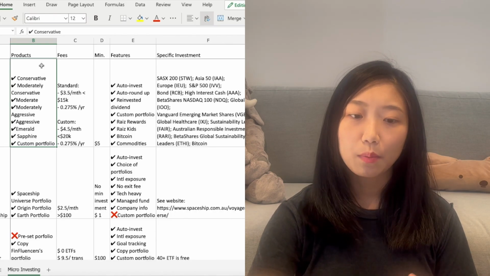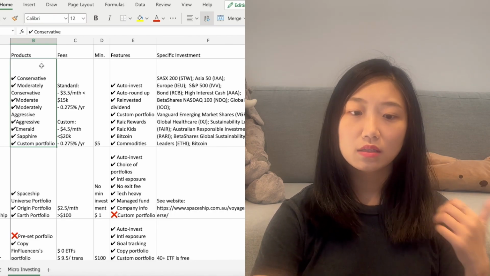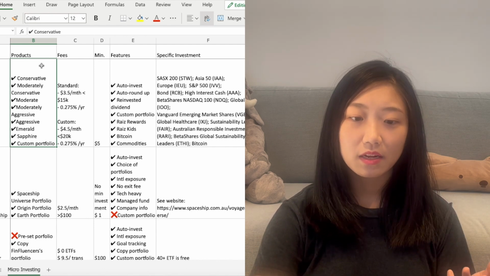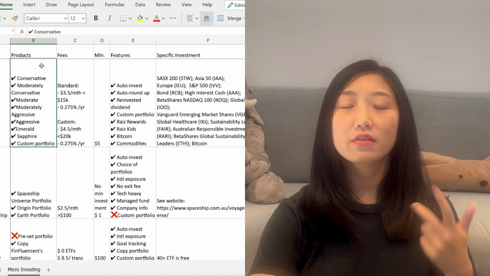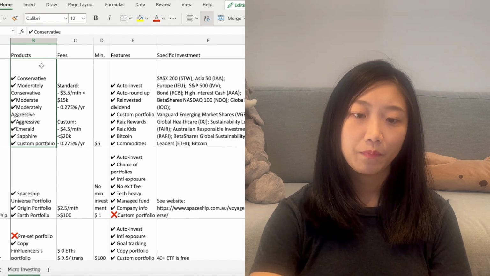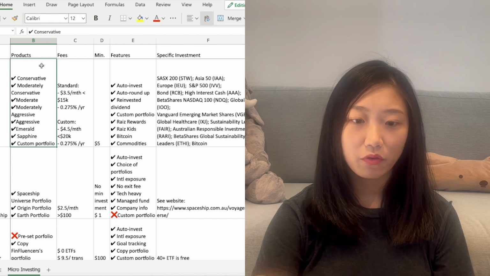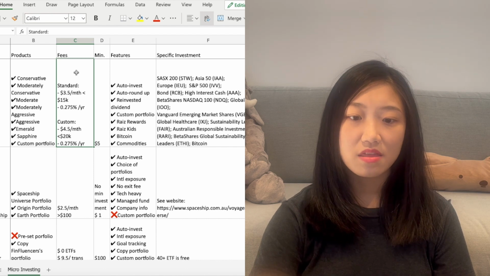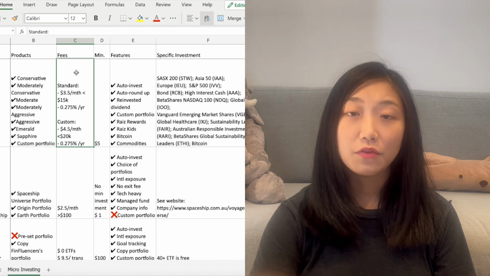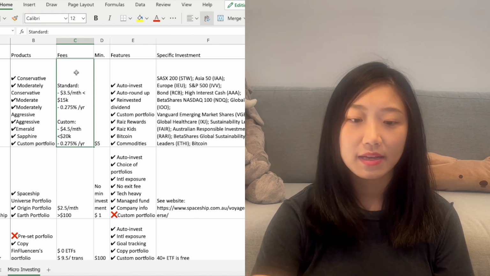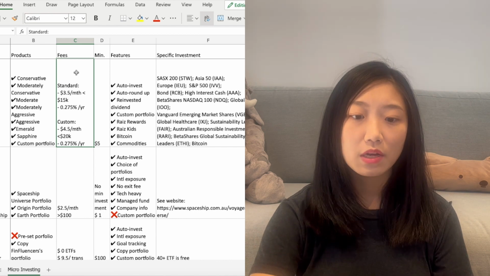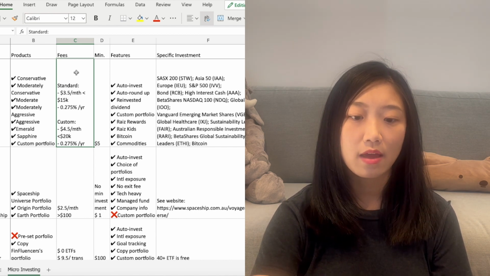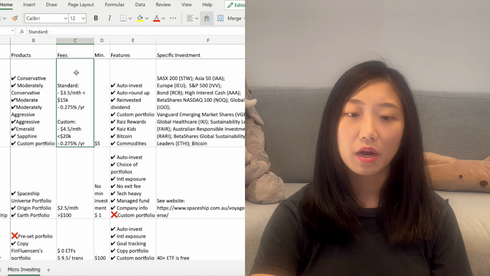In Raiz, we have a couple of products that they offer, like preset portfolios, namely conservative, moderately conservative, moderate, moderately aggressive, emerald, sapphire, and custom portfolio. The fee for a standard portfolio is $3.50 per month for anything less than 15K, and anything above that will be 0.275% per annum. If you'd like to choose your own portfolio by customizing it, it will be $4.50 per month for anything below 20K, and anything above 20K will be 0.275% per annum as well.